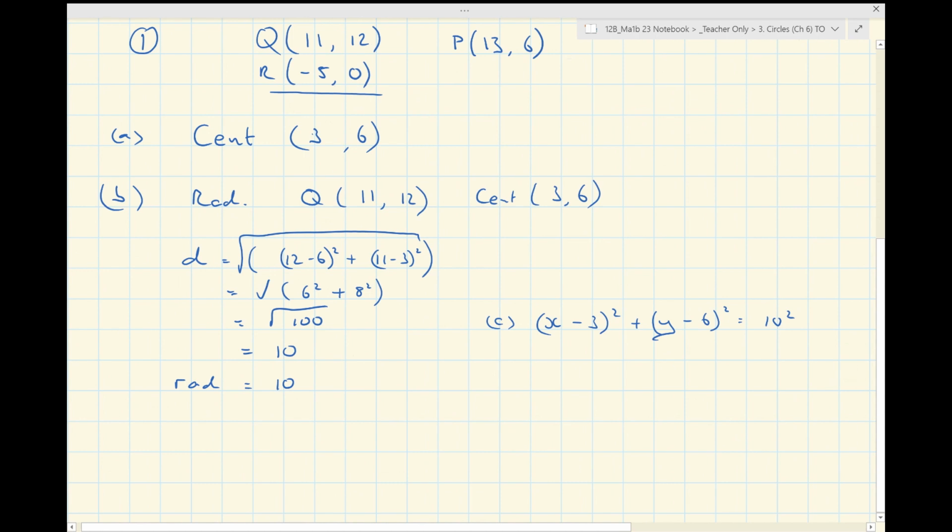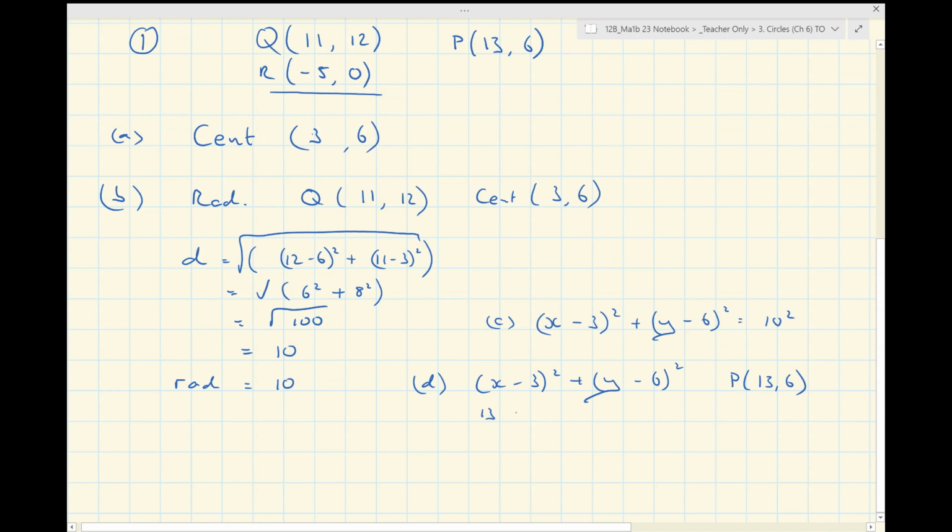Right, well, let's see if the point P satisfies this formula. So our formula is (x − 3)² + (y − 6)². And apparently, when we put the coordinates of P in there, we're going to get the answer 100. Let's have a look. The distance of P from the centre is apparently 100.